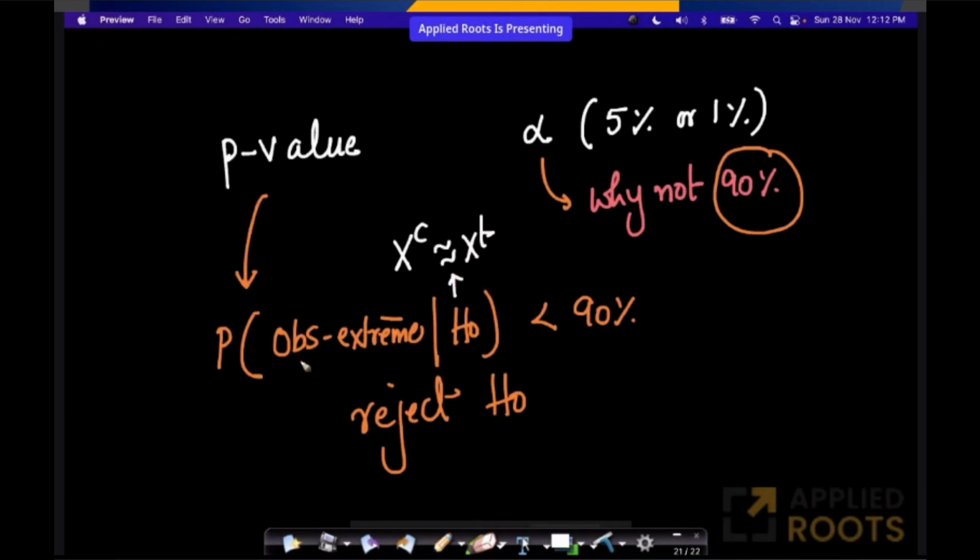Now, the probability of observing something this extreme, again, this extremity you have to remember. The probability of observing something extreme will be very small. Why would it be this large? You got my point, right?